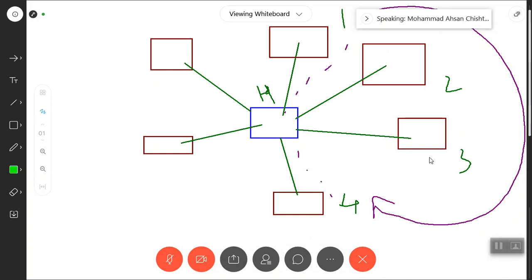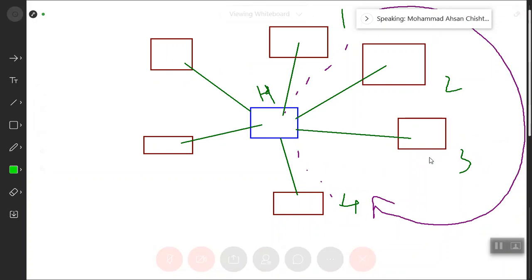But again, the same disadvantage that we saw in bus would be a central point of failure. And in this case, we have the hub being the central point of failure. If the hub is down, obviously the whole of the network is disintegrated and there won't be any transmission.